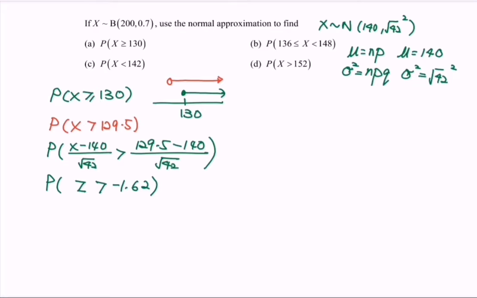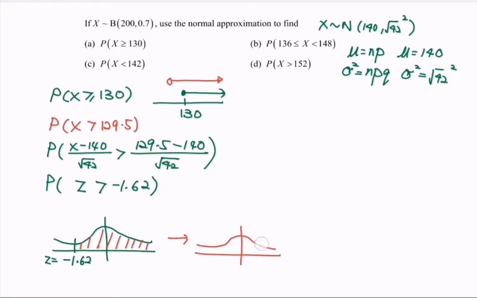So step number one is the continuity correction. Step number two, standardize the situation. Step number three refers to the diagram, where we have the location negative 1.62, which is the z. Then, z is greater than, so here will be our region. Step number three, formula: by referring to the situation, we have to flip it, and we have z equals 1.62.